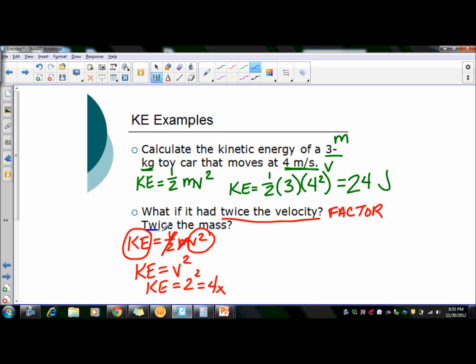So now what if it's twice the mass? So again, we start with our equation, KE equals 1/2 mv squared. What's changing now is mass and kinetic energy. Again, the half is not changing. We cross it out. The v squared is not changing, so we cross it out. So the change in kinetic energy is equal to the change in mass. So change in kinetic energy is also twice. So if you double mass, it will double the kinetic energy.